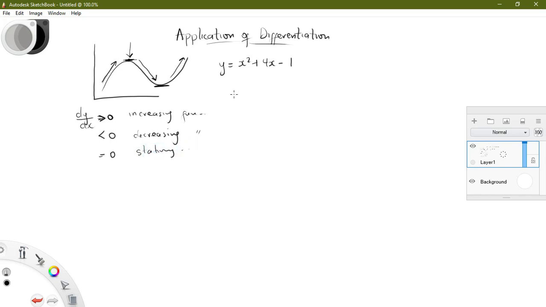Now let's try this. dy/dx for this one equals 2x plus 4. Now the question might go this way: is this increasing where x is 2? So all you need to do is put that inside here: 2 times 2 plus 4, that's 4 plus 4, and that's 8. Now we can see that this equation is an increasing equation where x is 2, because obviously here it is greater than 0.